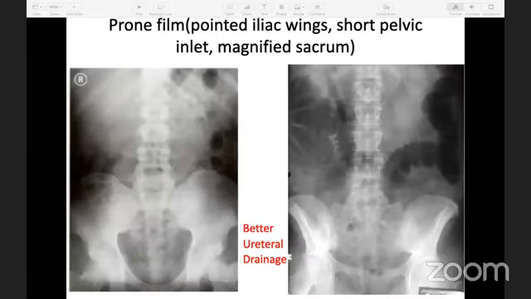You can see two films on the screen. On your left side, it is X-ray KUB supine film. On right side, X-ray KUB prone film, which is done sometimes for better ureteral drainage during IVU. But you can differentiate these two by identifying three features in the prone film. That is pointed iliac wings, short pelvic inlet, and magnified sacrum.